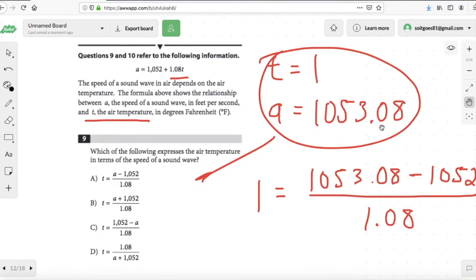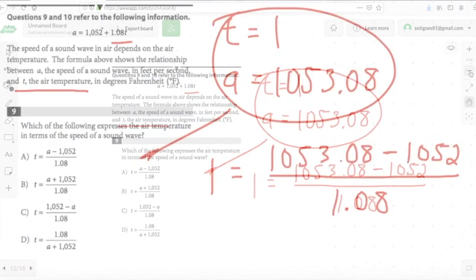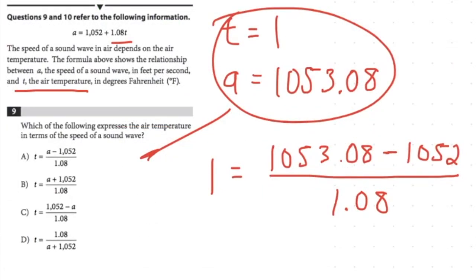Does that give us a true statement? Yes, I think it does, because we get 1.08 in the numerator and 1.08 in the denominator. Anything divided by itself is 1. So that gives us a true statement. Let's keep A.